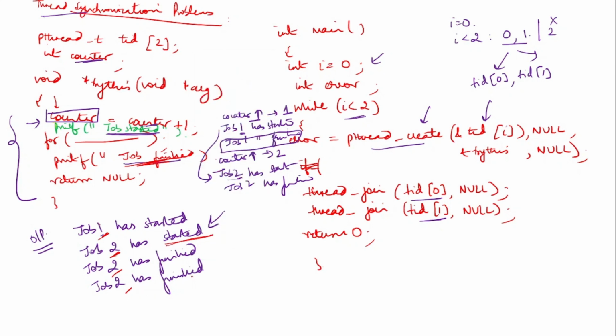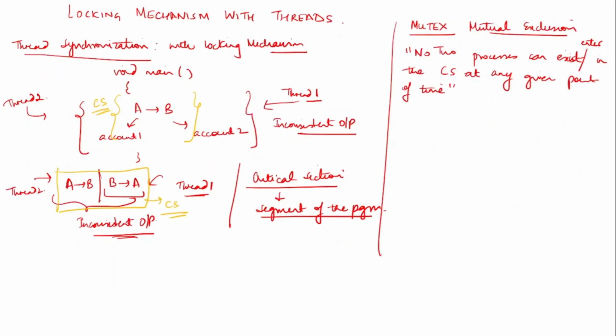So this was the problem in this particular case. This was all about the locking mechanism with threads. The concept here is that thread synchronization is basically achieved with the help of a mutual exclusion lock, which says that no two programs, no two processes can enter the critical section at the same time in a given part of a code.